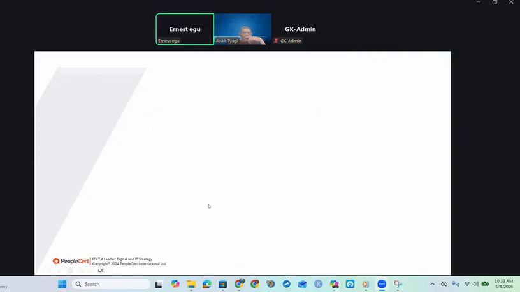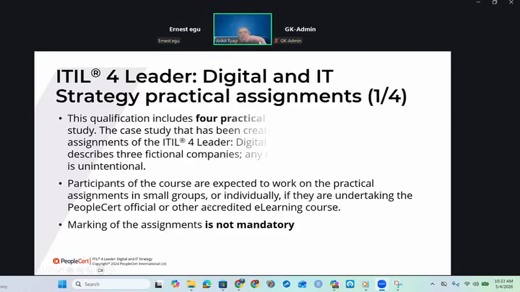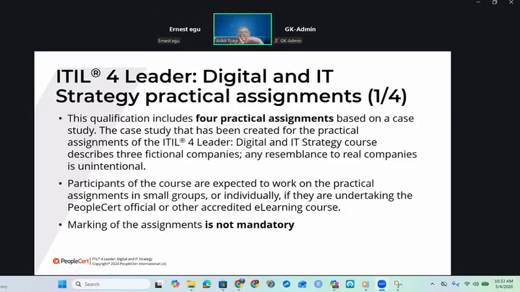Right, let's see. The four assignments that we were talking about earlier: this qualification includes four practical assignments based on a case study. The case study has been created for the practical assignments of the ITL4 Digital and IT Strategy course. It describes three fictional companies. Any resemblance to real companies is unintentional. Participants of the course are expected to work on the practical assignments in small groups, or individually if they are taking the PeopleCert official or other accredited e-learning course.